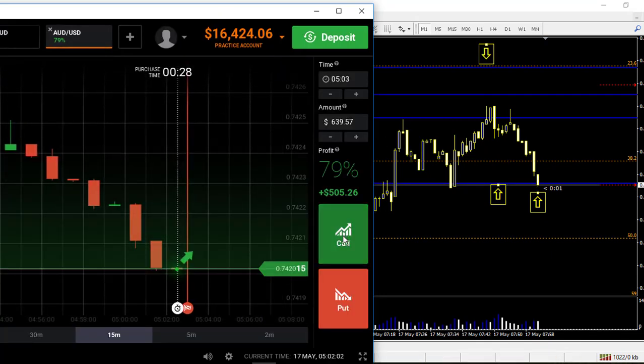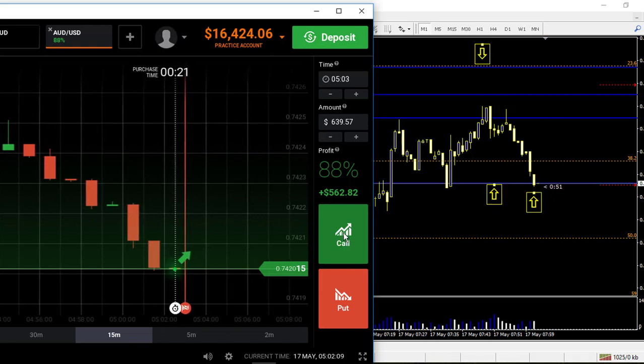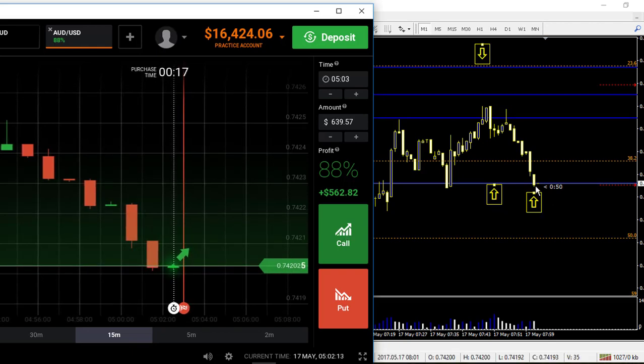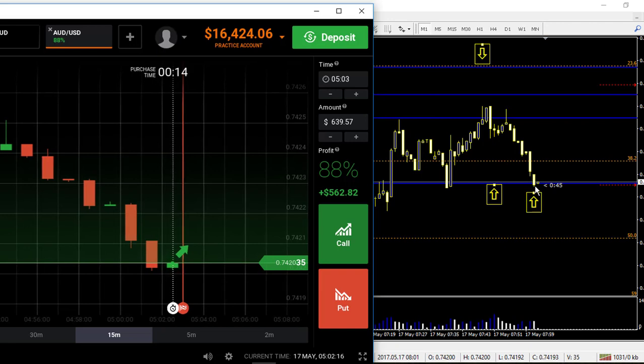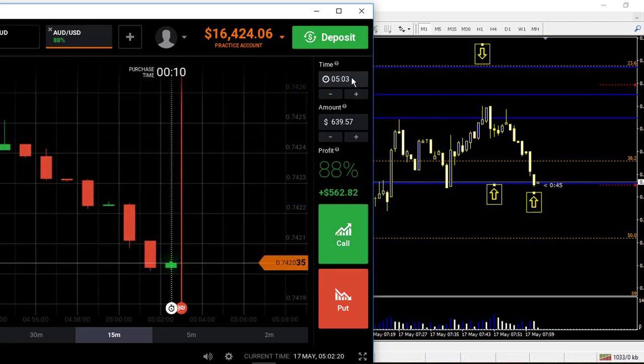So expiration will be, I can take it. Well, it seems it worked. Oh no, maybe not. Now maybe it's too late for me. So if you manage to take a call at this blue line, it should be a winning one for 1 minute. So expiration will be 5:03.